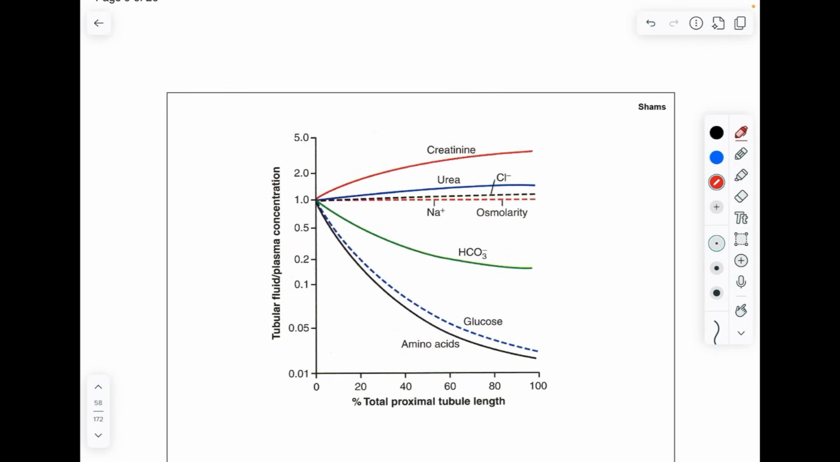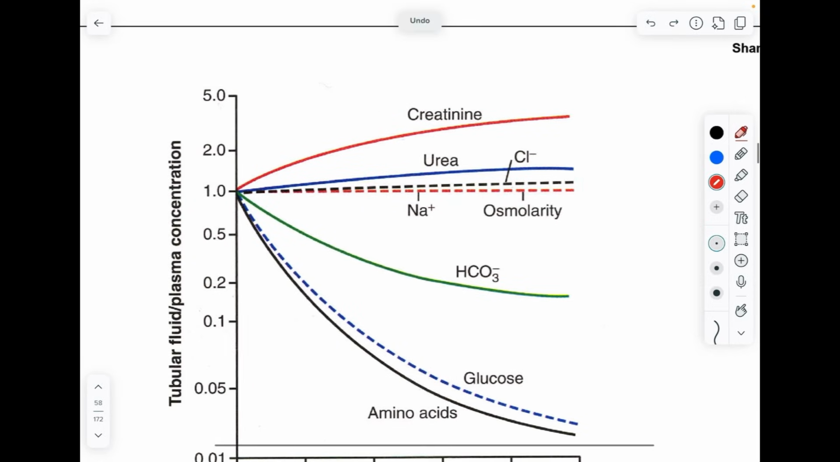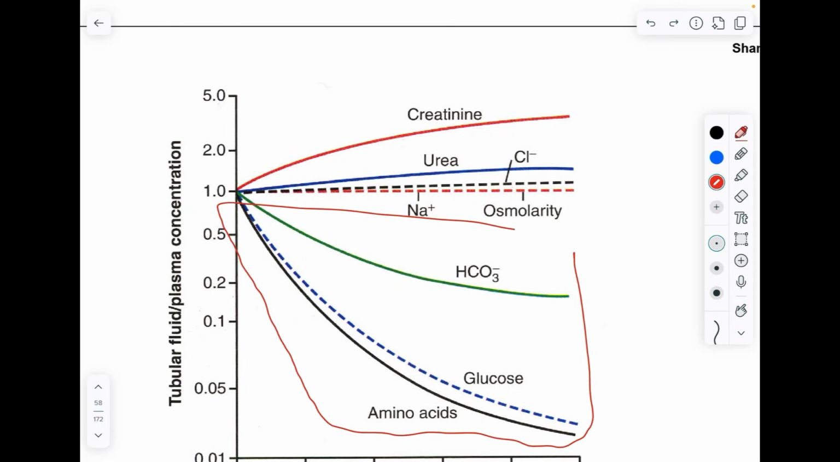Now, at the end of the proximal tubule, this is what we have. Okay, this graph. What do we mean by this graph? If a substance has been reabsorbed more than water, then its concentration in the tubular fluid is low. And this is an example of all of these substances. They have been reabsorbed more than water.